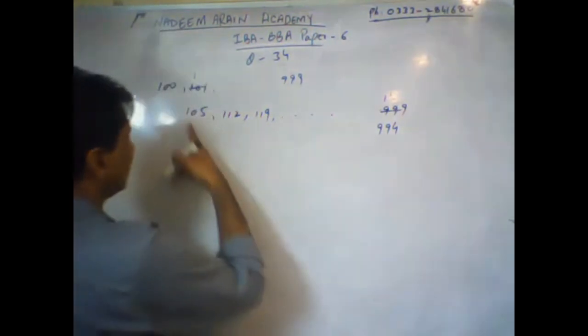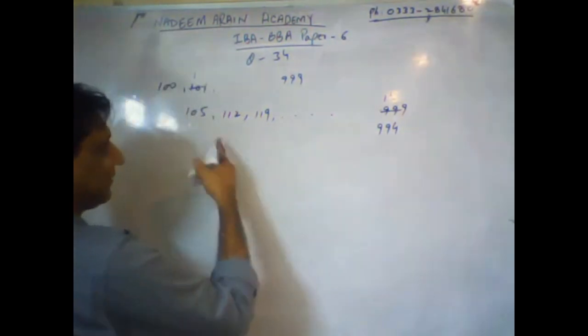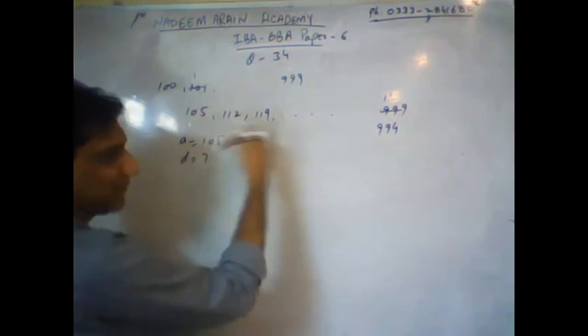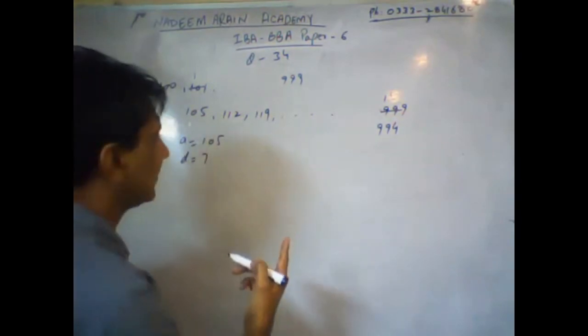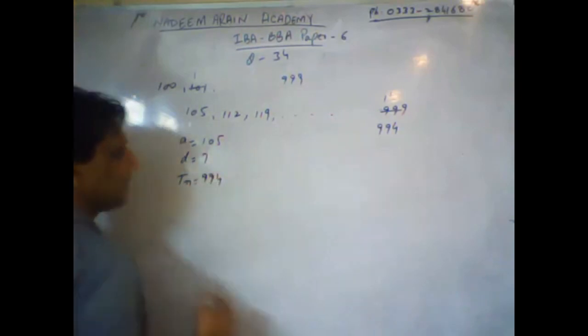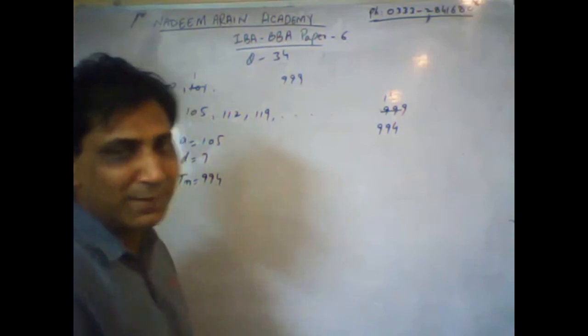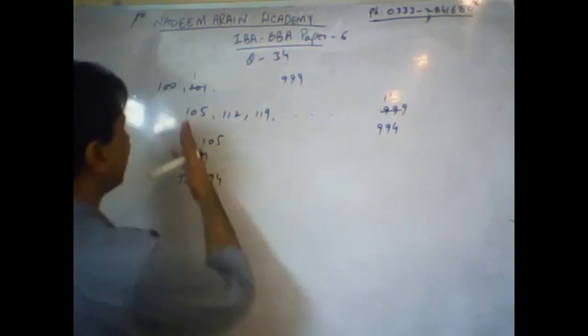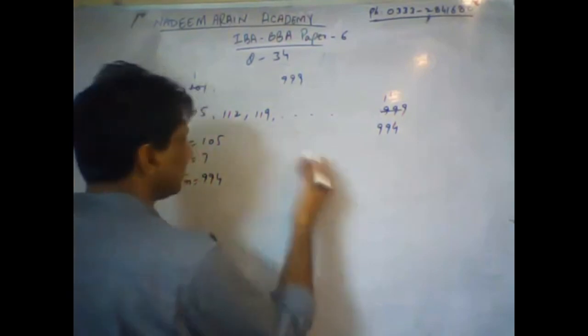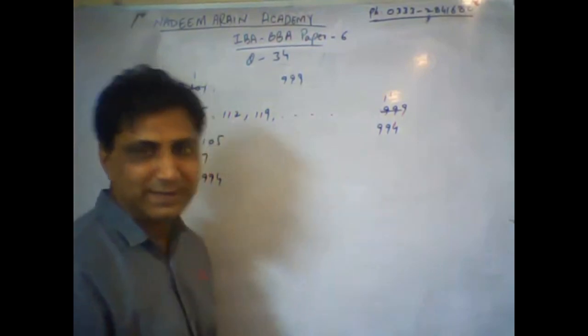So this is A, and the difference A is the first term. All right, the difference is 7. Of course, we are adding 7 in every next term, and the last term Tn is equal to 994. Now we just have to find how many terms are there from 105 to 994 that are divisible by 7. Okay, so this is an arithmetic progression.